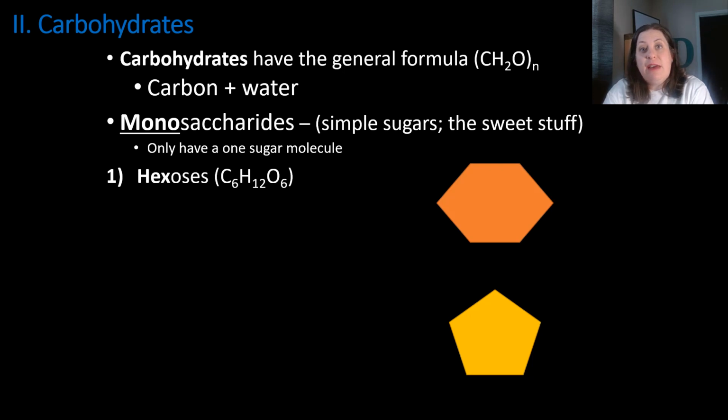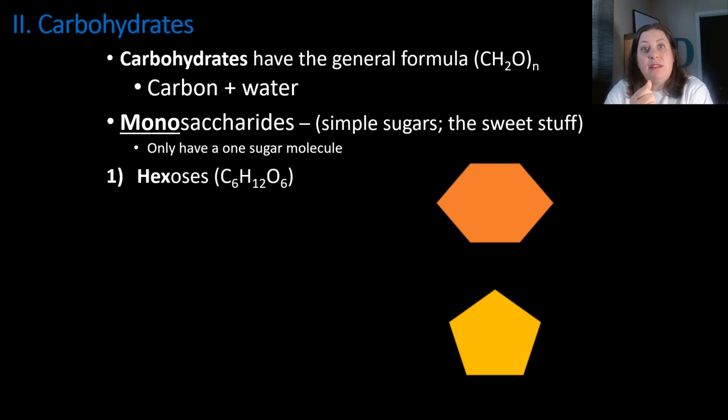So carbohydrates have a general formula of a carbon matched with 2 hydrogen and an oxygen. And a lot of times we have it in parentheses with an N because that N can be any kind of number. So in this particular case, that N could be 6. And if that's the case, then it would be C6 because C was a 1. So 6 times 1 is 6. H12 because 6 times 2 is 12, and O6. This is known as the monosaccharide for hexose sugars. Hexose means that they have 6 sides to them.